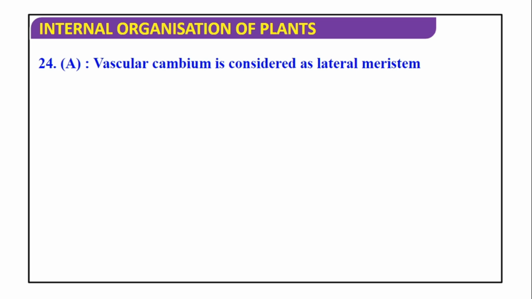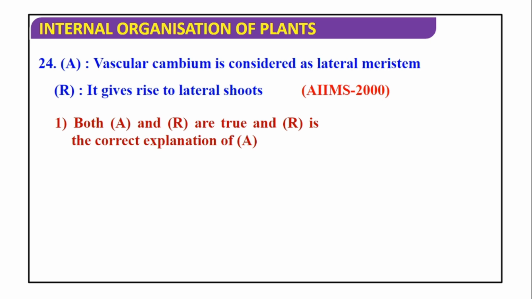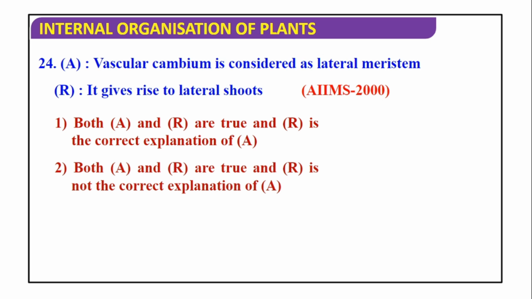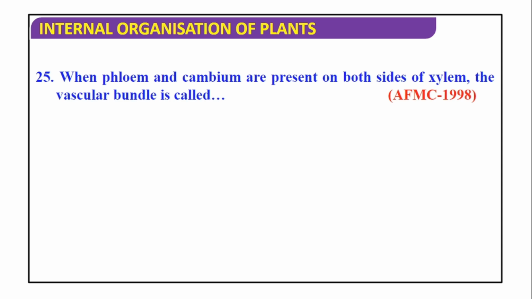Next question is, vascular cambium is considered as lateral meristem. Reason: it gives rise to lateral shoots. First, both A and R are true and R is the correct explanation of A. Second, both A and R are true and R is not the correct explanation of A. Third, A is true but R is false. Next, A is false but R is true. The correct option is A is true but R is false. That is, vascular cambium is considered as a lateral meristem.